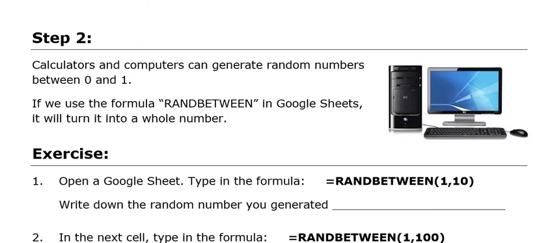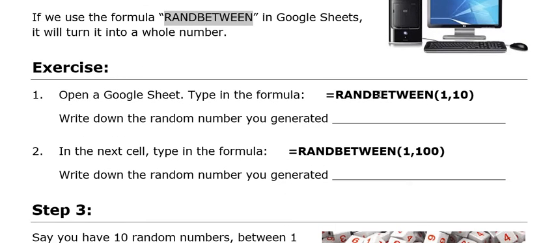The second step is to look at what calculators and computers can do, and they can generate random numbers between 0 and 1 for us. And we are going to go to Google Sheets, and we are going to use the formula RANDBETWEEN. This is how we are going to simulate this. So what I've asked you to do for this exercise is to go into Google Sheets and type in that formula, equals RANDBETWEEN, and see what happens.